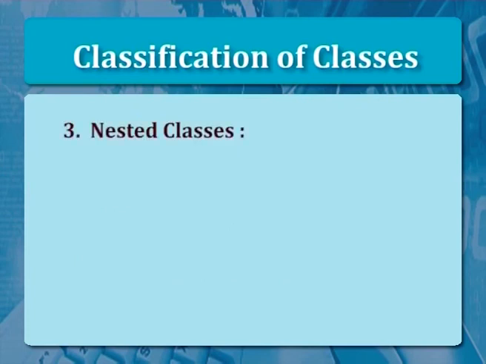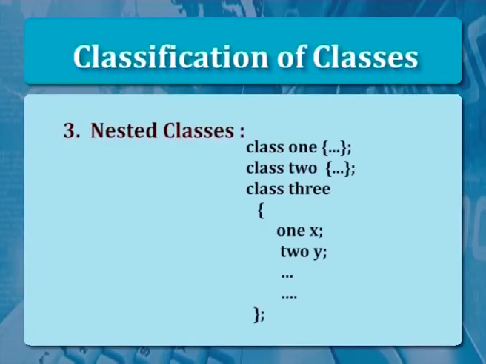Another type of classes are nested classes. Classes defined within classes are called nested classes. For example, here classes are declared beforehand. Here X is an object of class 1, Y is an object of class 2. Thus, all objects of class 3 will inherit the objects X and Y. Such kind of association is called nesting or containership.